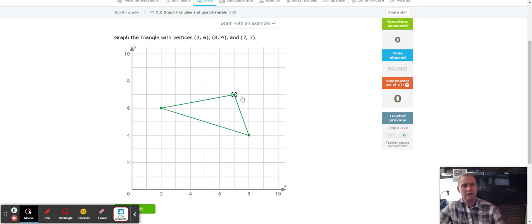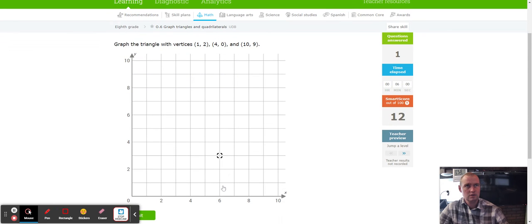Double check and make sure you get it correct, because if any of these points are in the wrong area, then you're going to get it wrong. It's going to cause a problem. So 2, 6 for the first one, yes. 8, 4, yes. And 7, 7, yeah, perfect. All right, we're still on a triangle. So to the right 1, up 2.